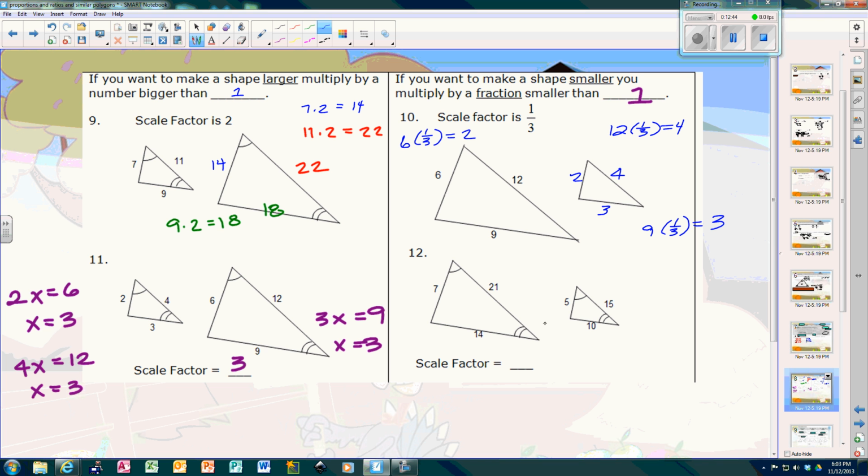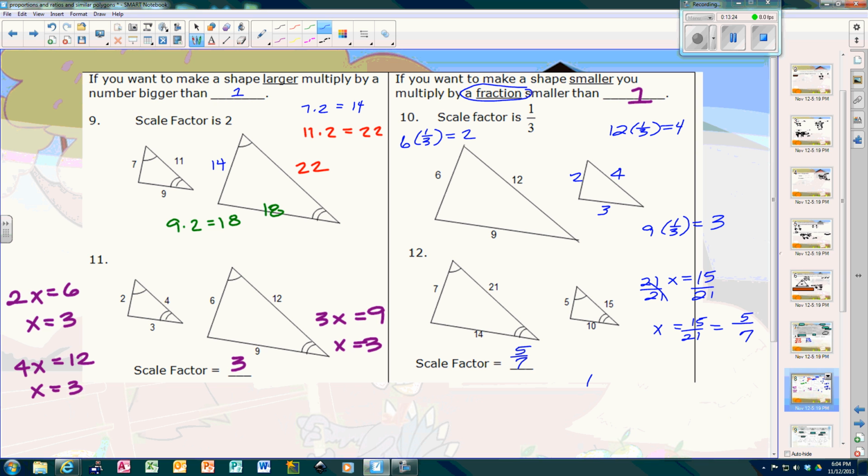Now if I wanted to find the scale factor, then I would do the same thing as I did over here. For example, 21 times what is 15? So I would divide both sides by 21, and I would get that x is 15 over 21. So that reduces to, 3 goes into 15 5 times. 3 goes into 21 7 times. So my scale factor is 5 over 7. It is a fraction that's smaller than 1.